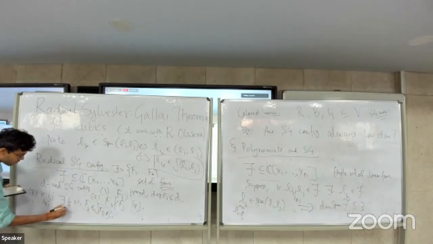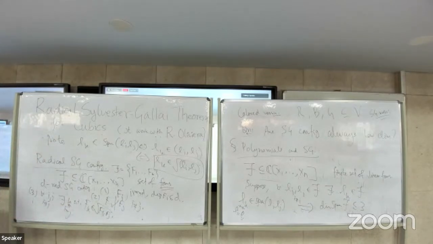Okay, and k is also not equal to i or j. So this is the setting. We have a polynomial ring C[x1, ..., xn], right?